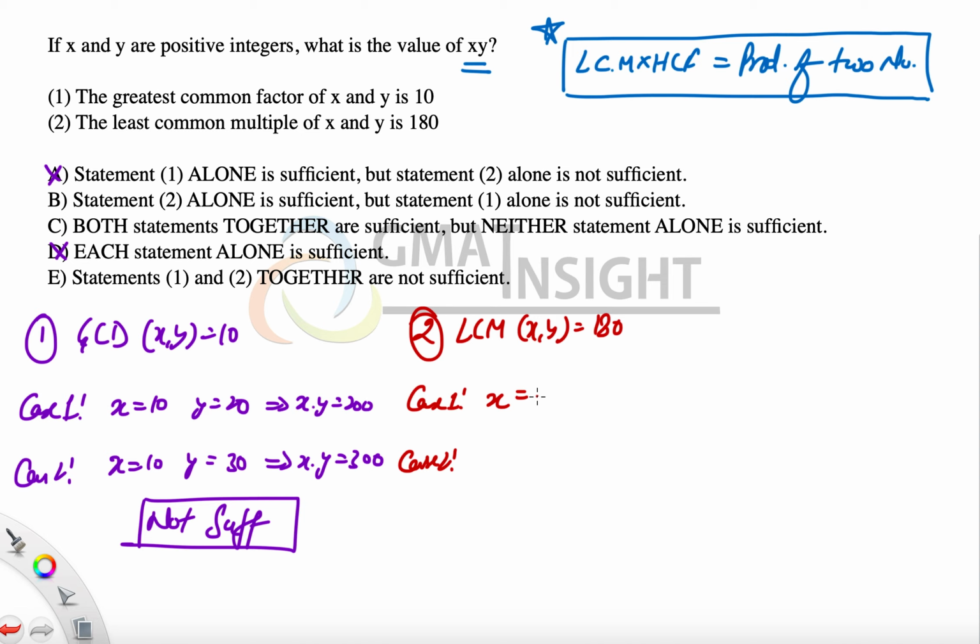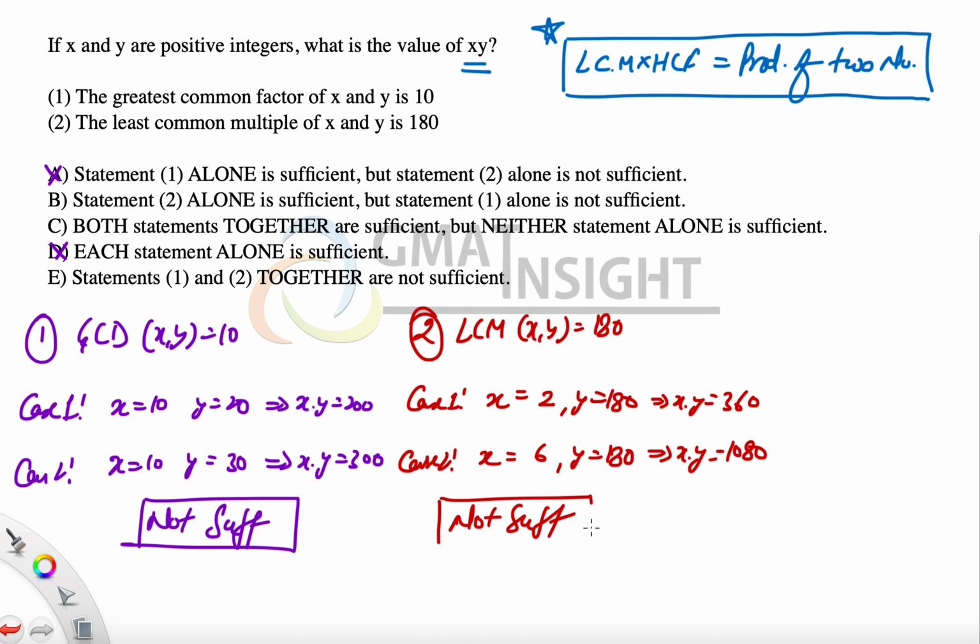So in case 1, I can take the value of x equal to 2 and value of y equal to 180. The LCM of these two numbers comes to be 180. In the second case, I can take x equal to 6 and y equal to 180. In the first case, x into y becomes 360, whereas in the second case, x into y is actually 3 times 360, so that becomes 1080 if my calculation goes right. So the second statement also is clearly not sufficient to answer the question, and we can comfortably eliminate option B as well.